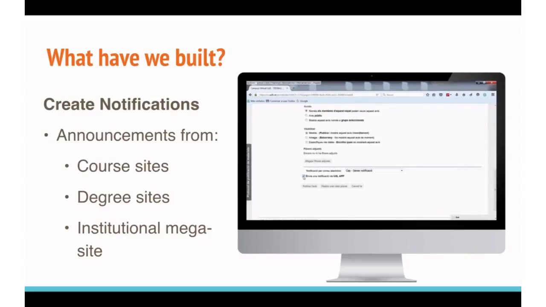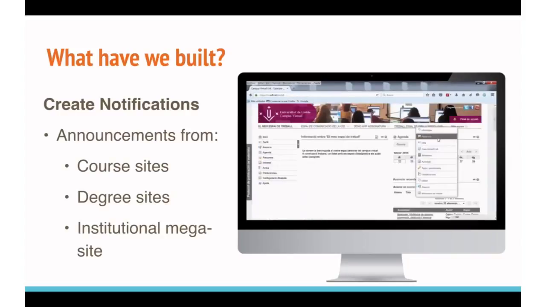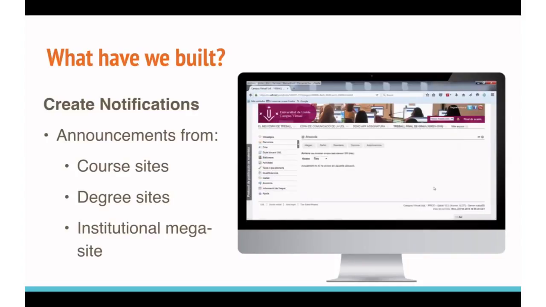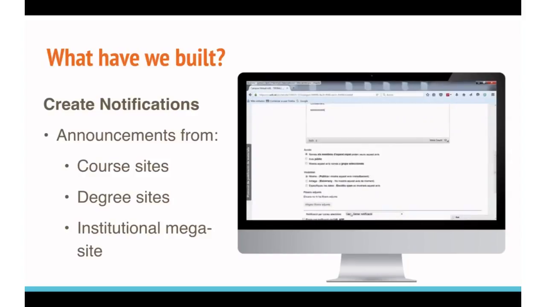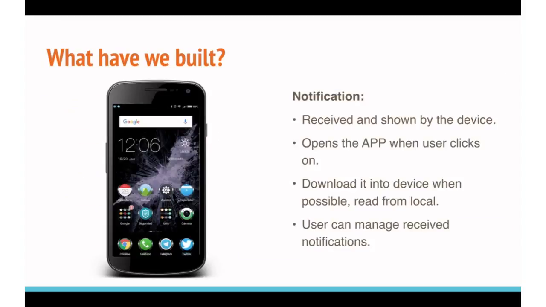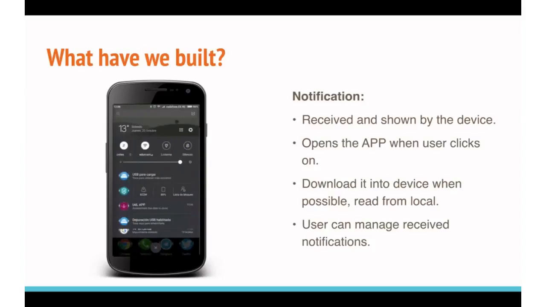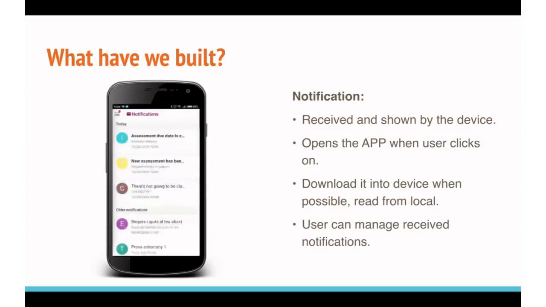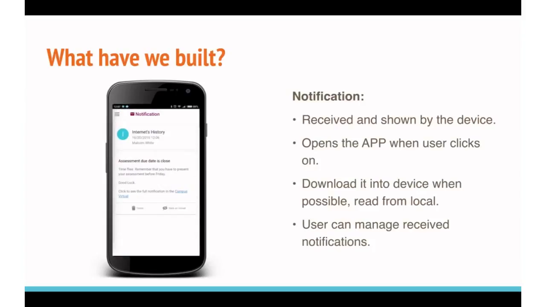And there is a checkbox at the bottom of the announcements creation form. It says "send the announcement via UDL app," something like that. And it allows the teacher to generate a mobile notification from the announcement. And once the notification is generated, all the members of the site that have installed the app on their device will receive the notification, like is shown in the video. And tapping on the notification opens the app and the user can read the full message.